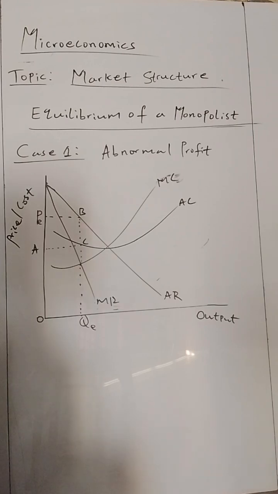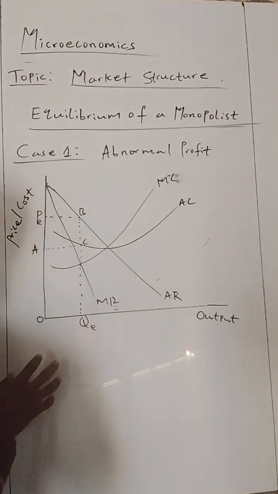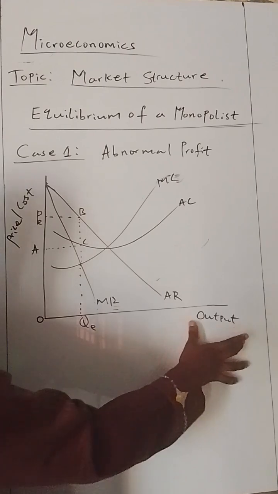In our subsequent videos, we'll be talking about the case of normal profits and also the case of a loss. Now, in this video, we'll be talking about abnormal profit of a monopolist. Using this diagram, which represents the output, cost, and revenue of a monopolist, look at this y-axis. The y-axis represents the price and cost, and this x-axis represents the output of the monopoly.